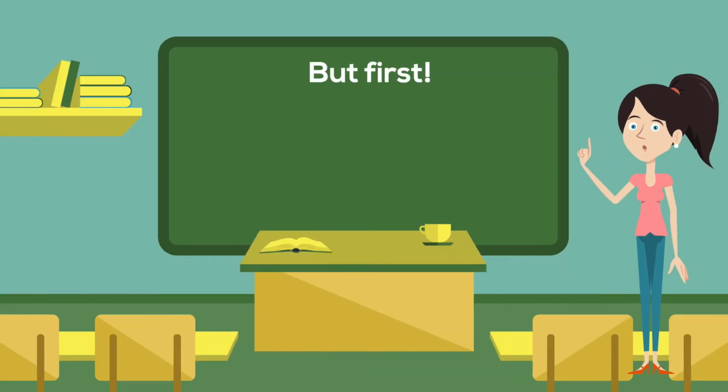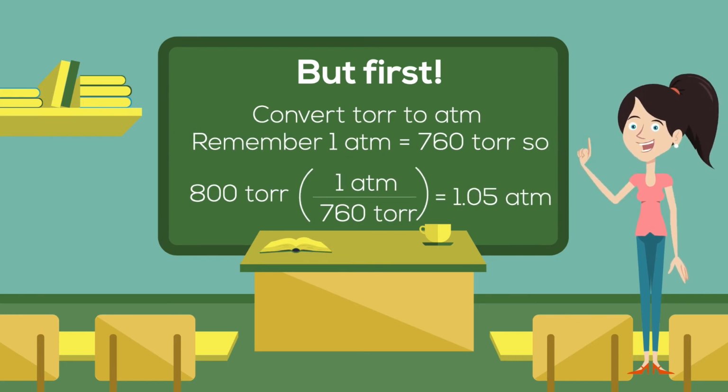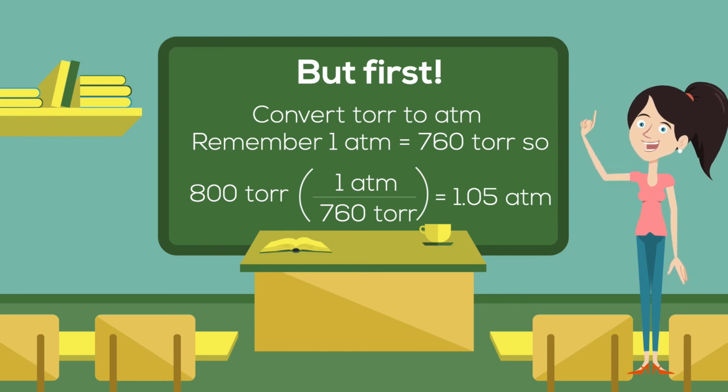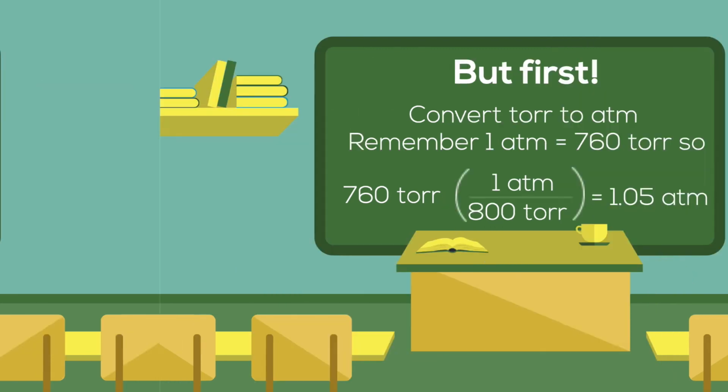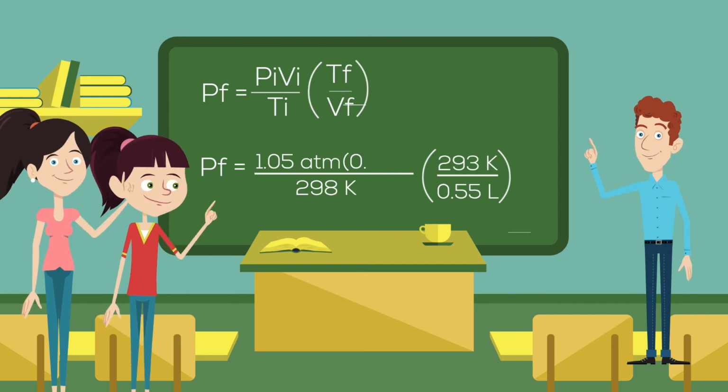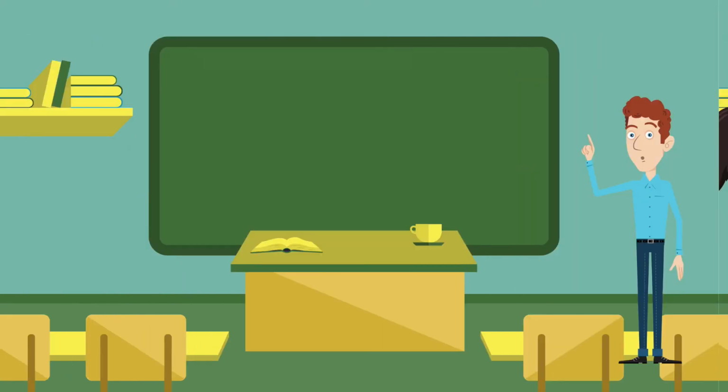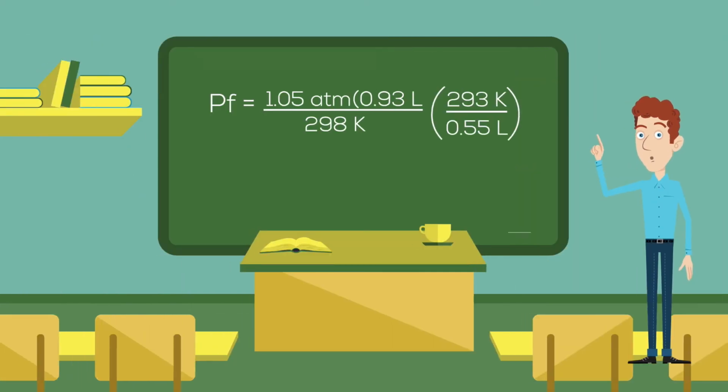To convert torr to atm, we must remember that 1 atm is equal to 760 torr. Using dimensional analysis, we can write this as 800 torr multiplied by 1 atm over 760 torr. Canceling the unit torr, this results in 1.05 atm. Now, you can substitute the given to the derived formula for pressure 2. This will yield a result of 1.75 atm.